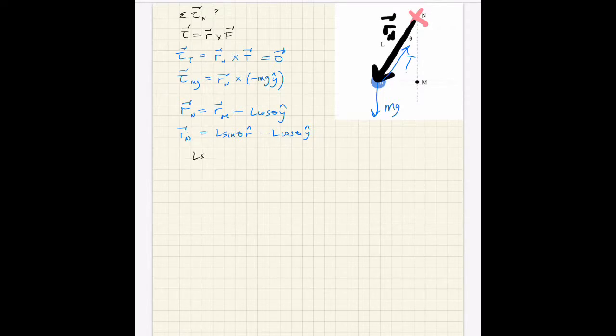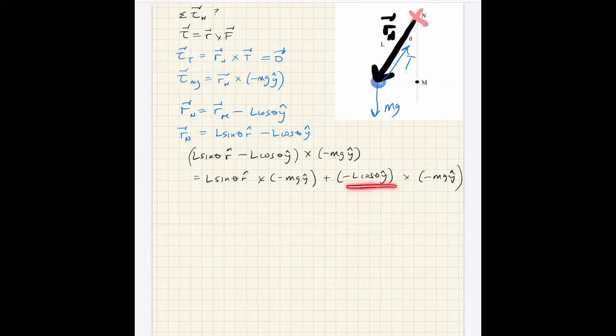So L sine theta R hat minus L cosine theta Y hat, crossed with minus mg Y hat, will equal L sine theta R hat crossed with minus mg Y hat, plus minus L cosine theta Y hat crossed with minus mg Y hat. These two vectors are parallel, so this whole thing is going to be 0. And really, I'm crossing the R hat with the Y hat.